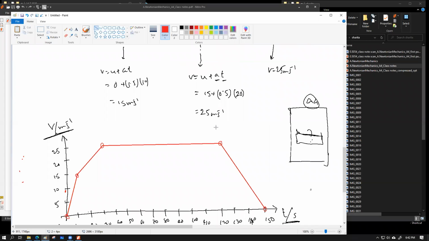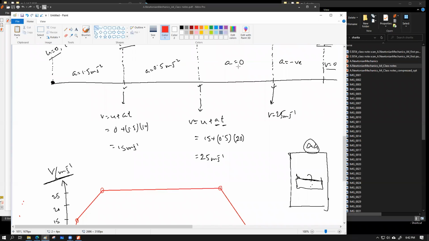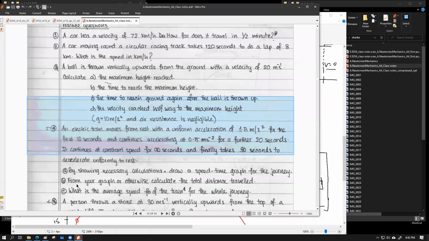সো এটা হইলো। এখন আমরা এখান থেকে ফার্দার কি কি করতে বলছি সেগুলো আমরা বলি। এই গ্রাফ থেকে আমাদের আরো কাজ করতে হবে। এখানে বলছে from your graph or otherwise calculate the total distance traveled, and total distance travel করার যেহেতু আমরা গ্রাফ অলরেডি এঁকে ফেলছি, সো টোটাল ডিসটেন্স ক্যালকুলেট করার ইজিয়েস্ট বুদ্ধি হচ্ছে we should go for area calculation.